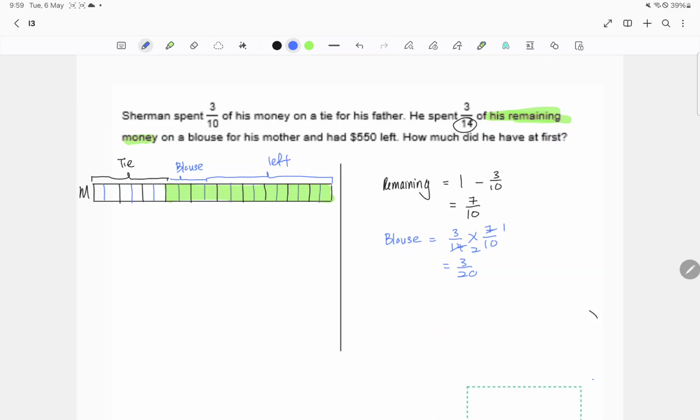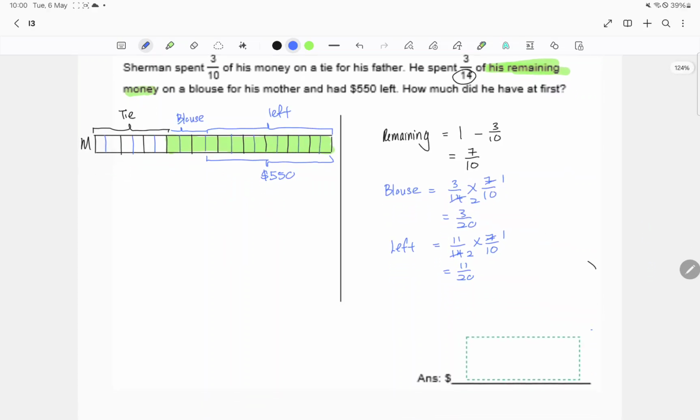So how about listing? To find that, since you group the remainder into 14 groups and you spend 3 groups, what you have left is 11/14 of the remainder, which is 11 out of 20. So exactly what we have there. And the other piece of information that we know is this will be 550. So with that, the steps after will be the same.